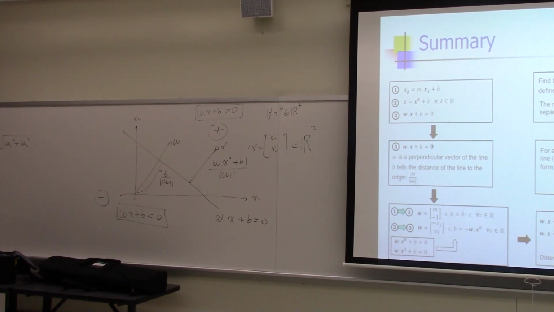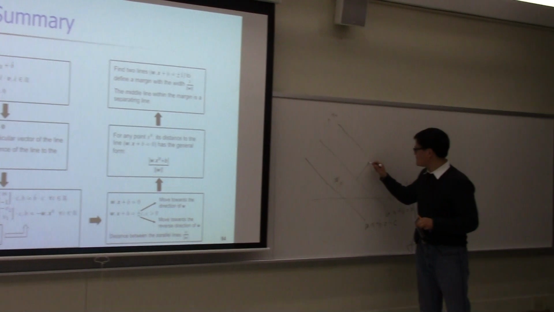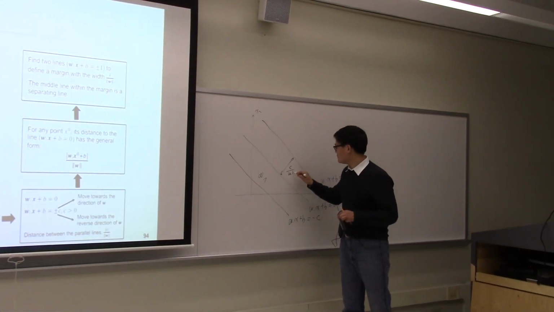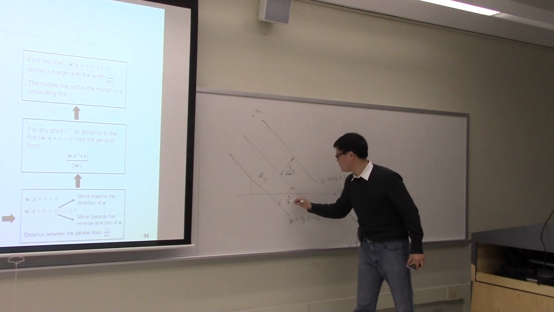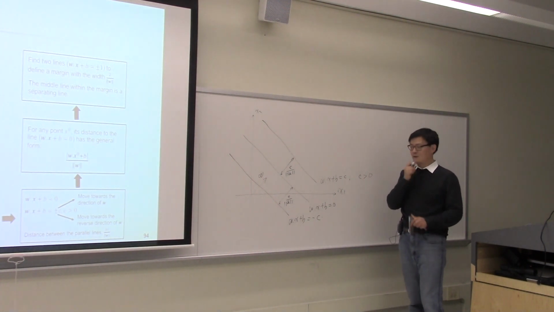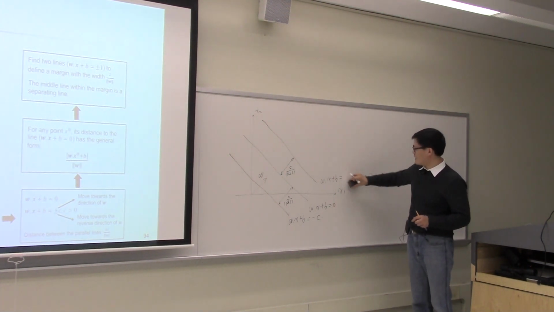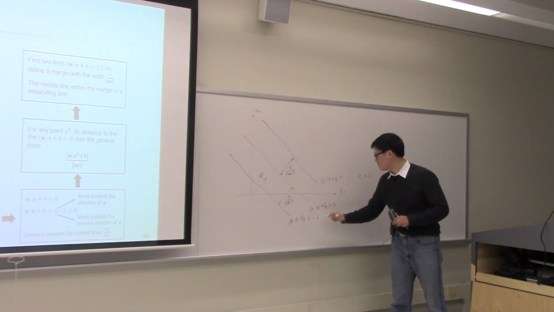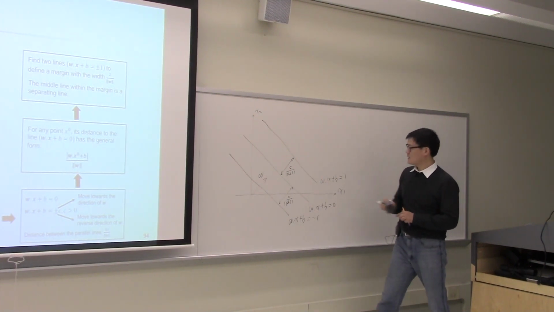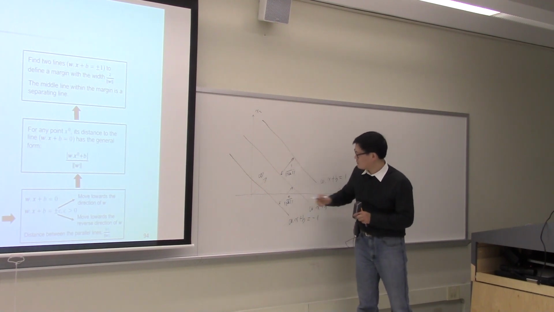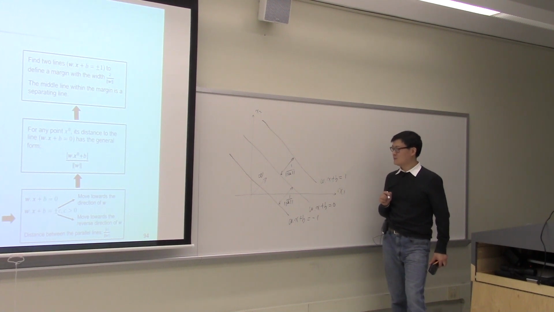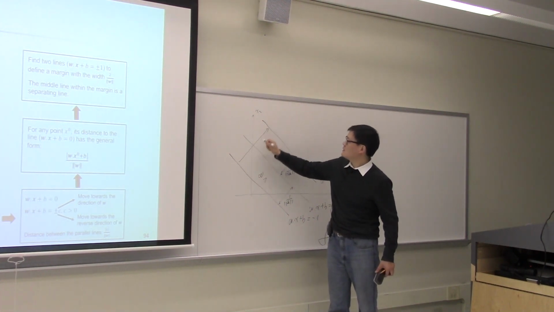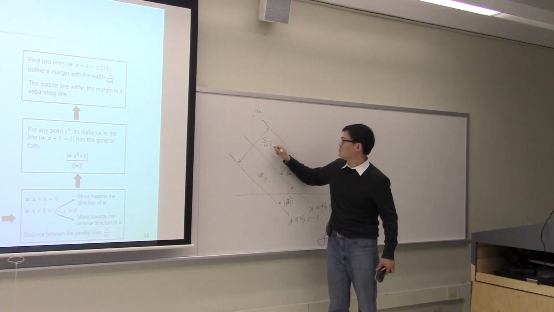And then if this is C, then the distance is C over the W norm. This distance is C over the W norm. And if we normalize, say C equal to 1, then this is W dot x plus B equal to minus 1, and W dot x plus B equal to 1. So the distance between these two lines is 2 over the W norm.